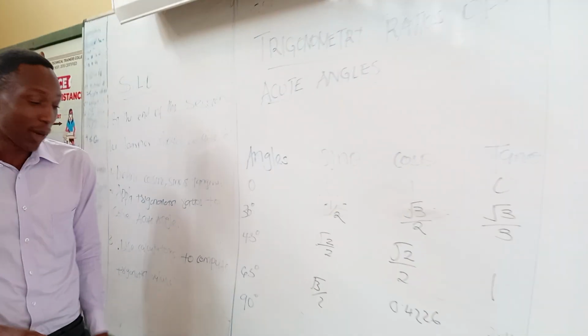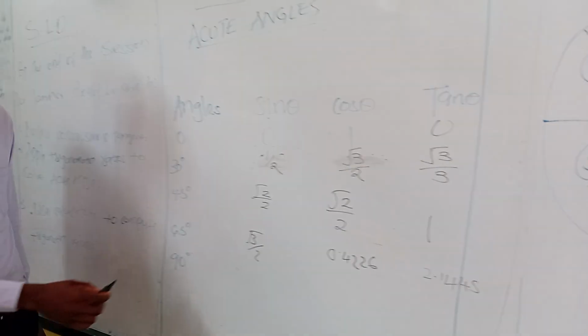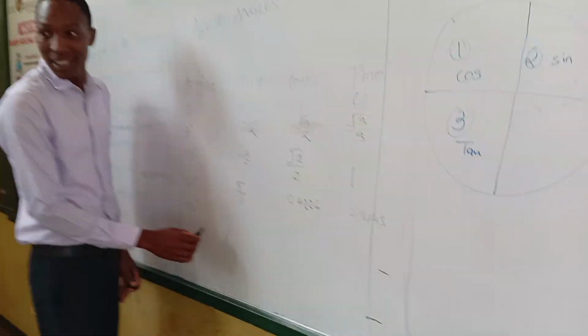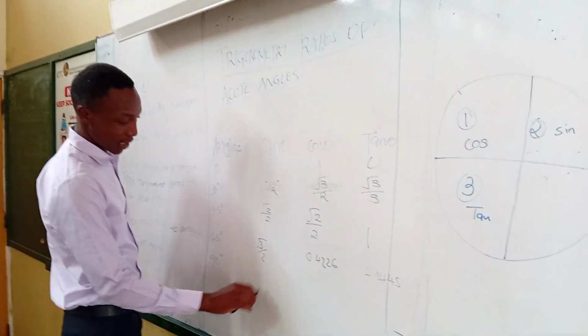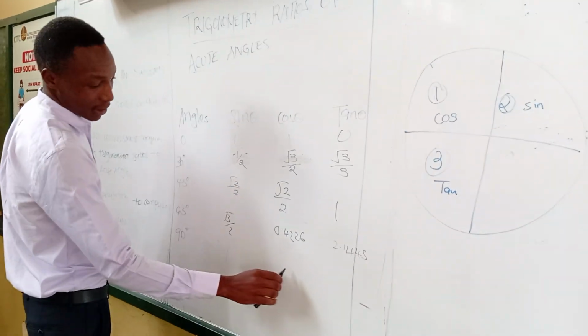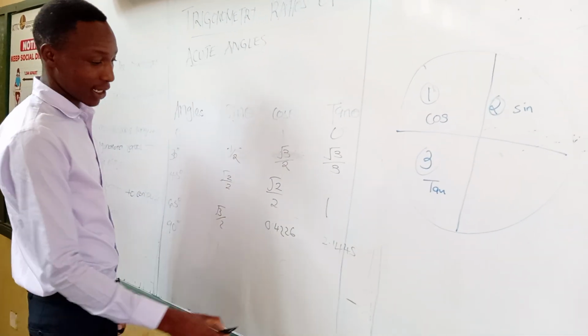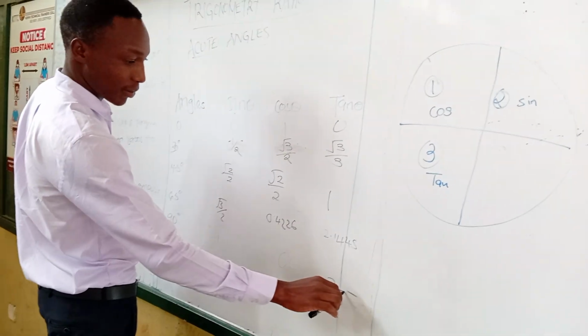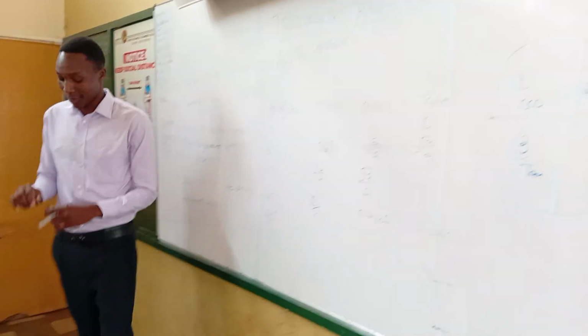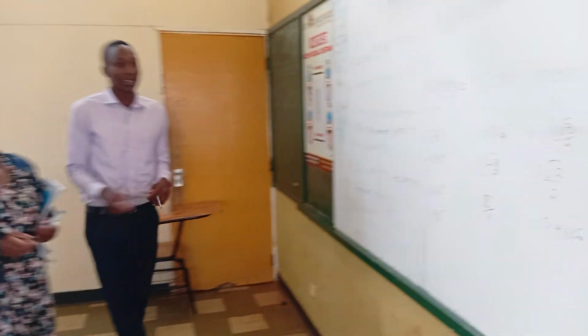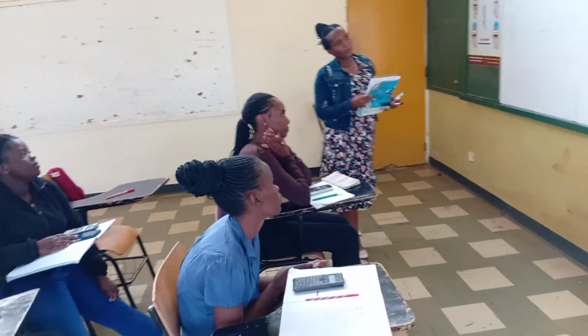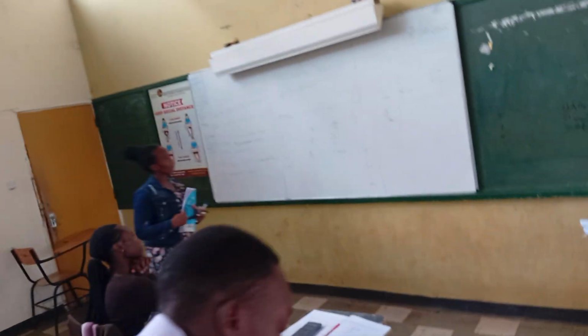And then 90. Let's continue. 1, 0, 1, 0, and define. Is he correct? Yes. So let's appreciate him. Thank you. So we can proceed to examples.